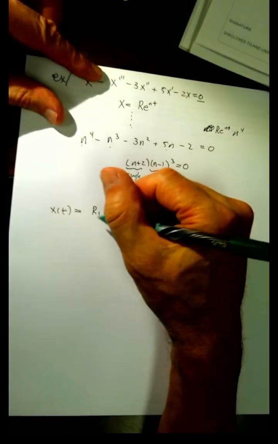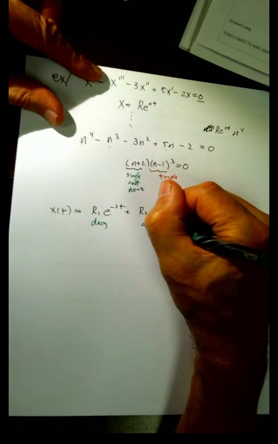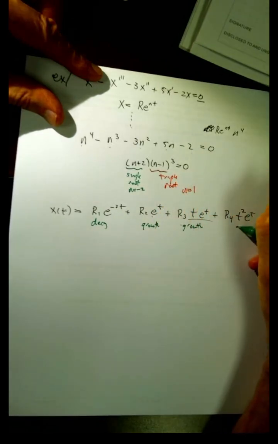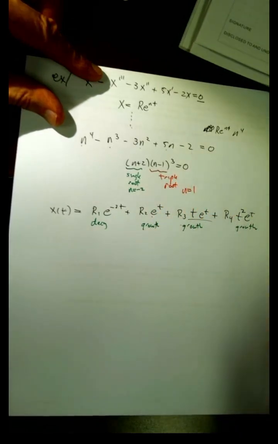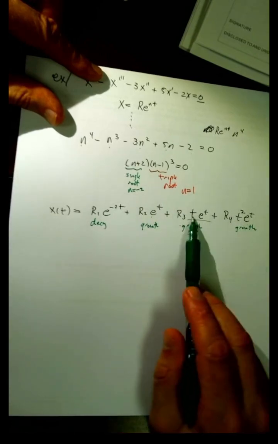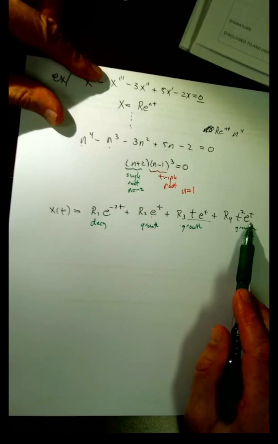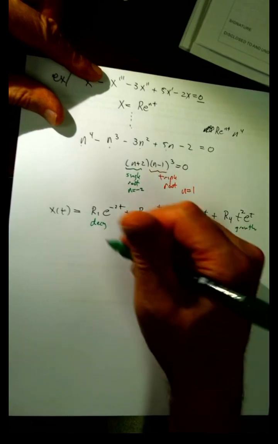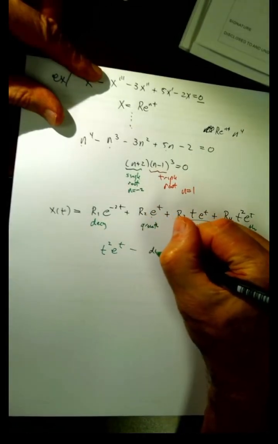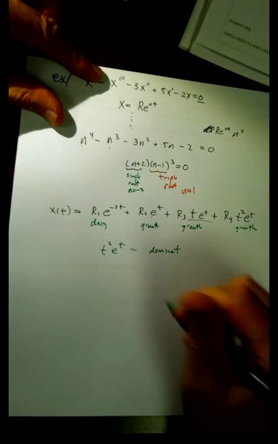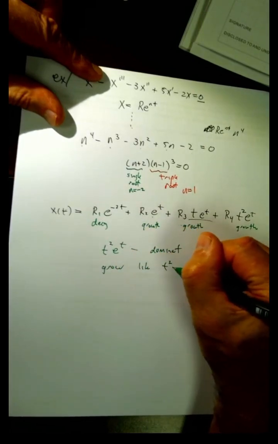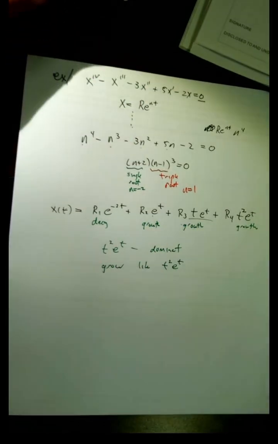And you should recognize that this gives us decay, growth, growth, growth. And for large t, the exponential terms are going to dominate, but an exponential times t squared is going to be the biggest. So the dominant term is going to be t squared times e to the t, and our solution is going to grow like t squared e to the t.